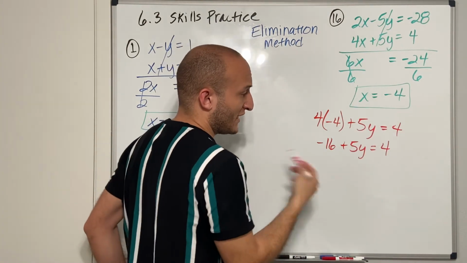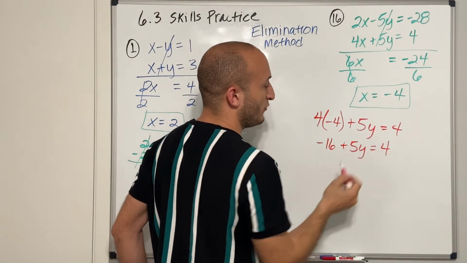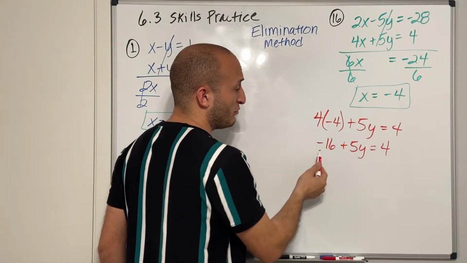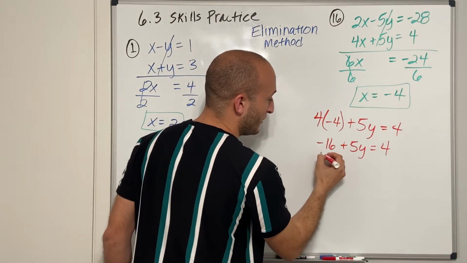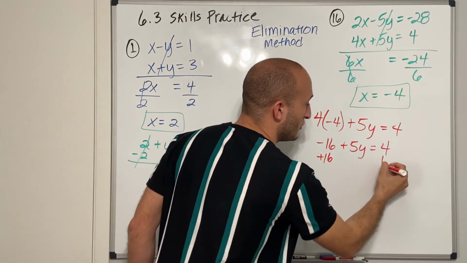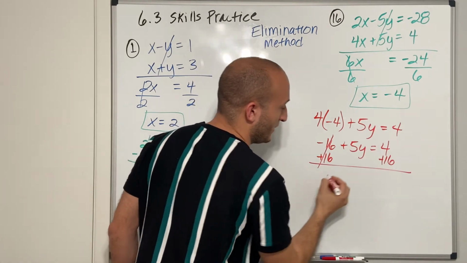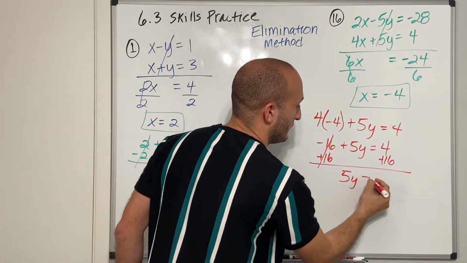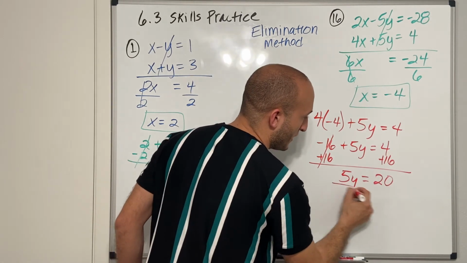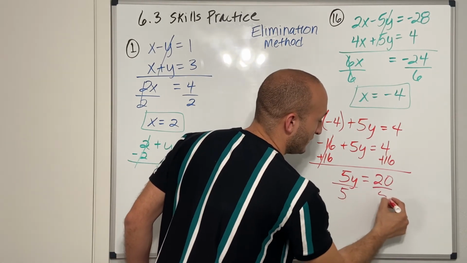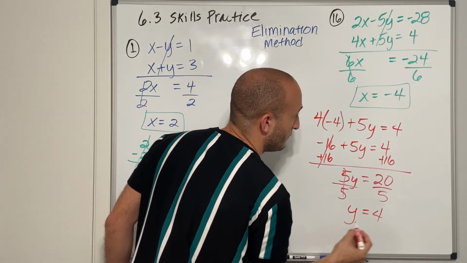Now I'm gonna combine like terms. I'm gonna bring my constants together and leave the Y by itself. So for me to bring this over to the other side of the equation, I have to make this 0. And the way I do that is by adding 16 to both sides. This becomes 0. And I have 5Y equals 20. I divide by 5 to both sides. And I'm left with Y equals 4.